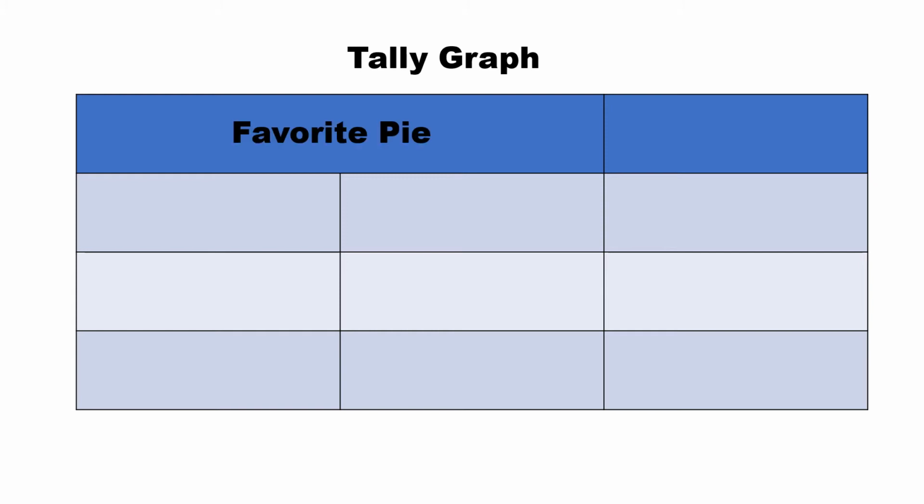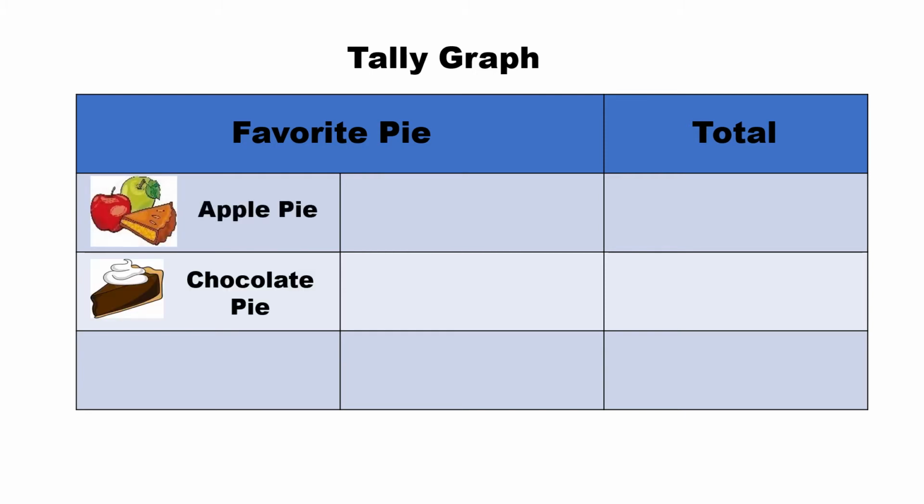Well, we need our title, favorite pie. And then over there, we're going to have our total column. Because just like looking at all those pictures, we're going to be looking at all those tally marks and we want to add them up. So we've got to have our categories. There's our apple pie, chocolate pie, and pumpkin pie.